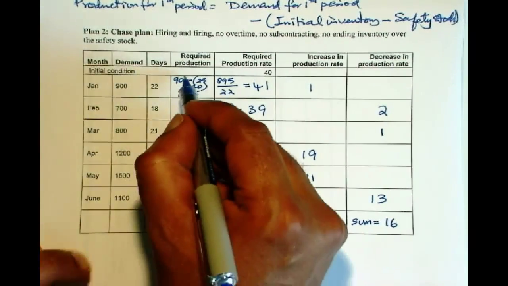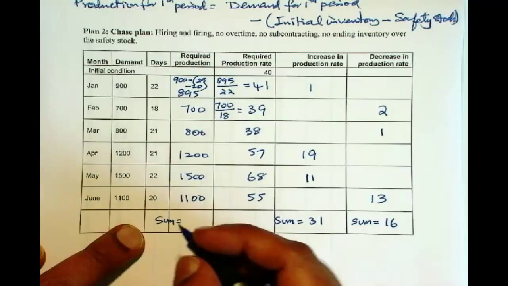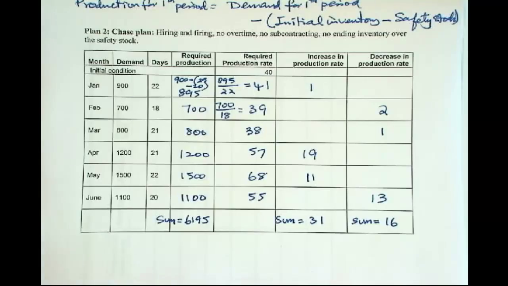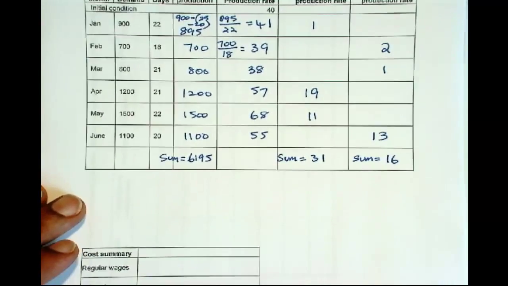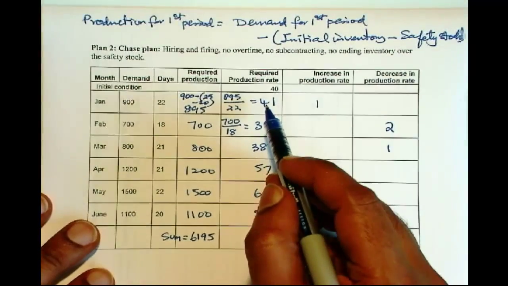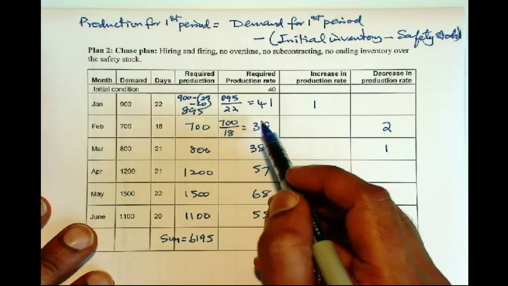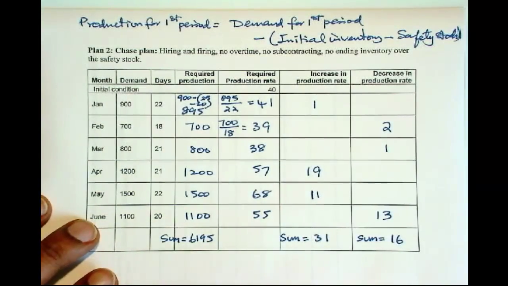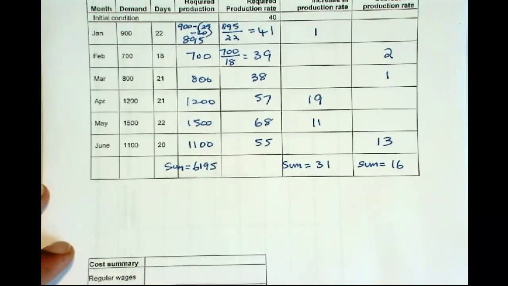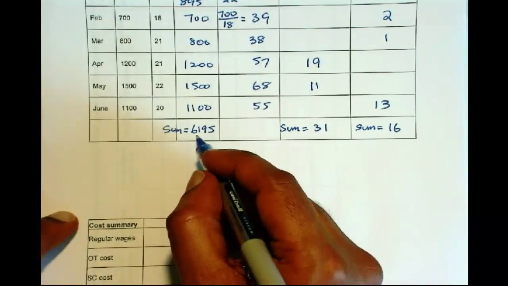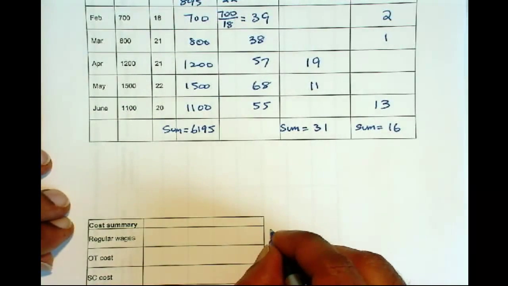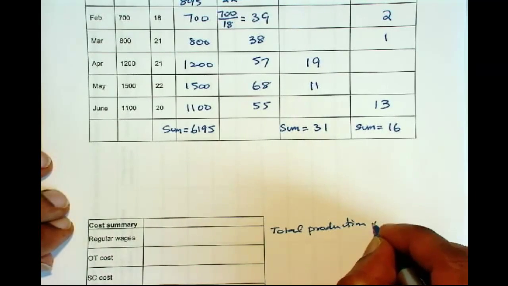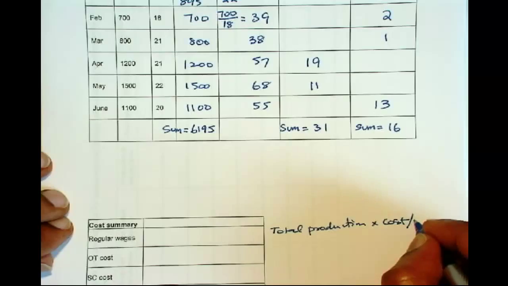Now the total production here is 6195. Now we'll compute the costs. Here you could look at the number of workers needed for each production rate in the different months and then compute the wages in that fashion. But we will use a quicker method, and that is we will simply take the total production units, total production times cost per unit.